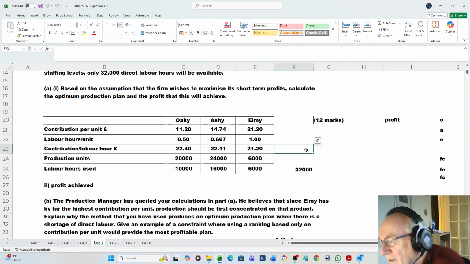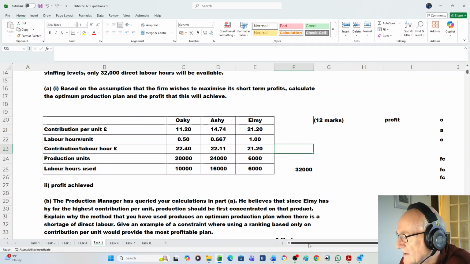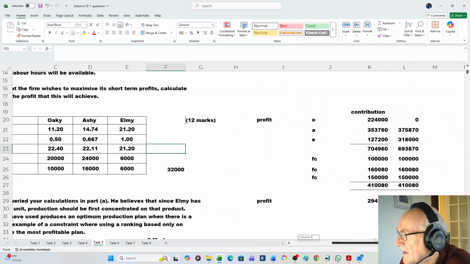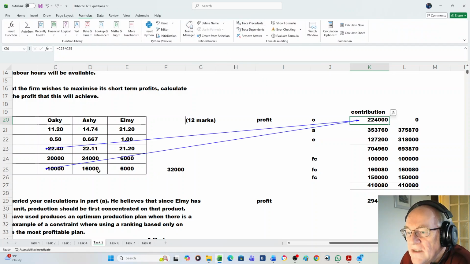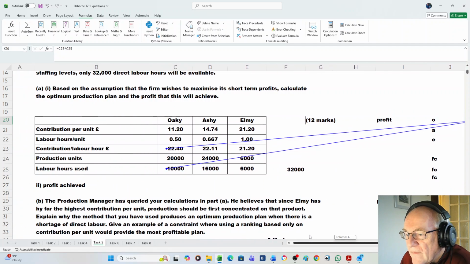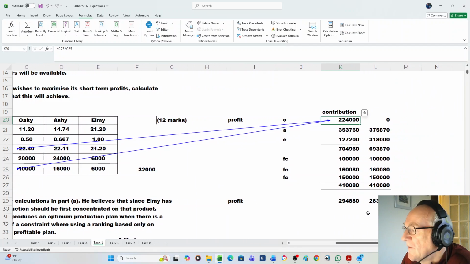There's our table done. Now we've got to work out the profit achieved. Lots of little calculations on this. So I've already done this to save time. So the profit, so the contribution here, so for Oki is 224,000. It is just the hours times the contribution per labour hours, or we could actually have done the production units times the contribution per unit. We would have got to exactly the same number.